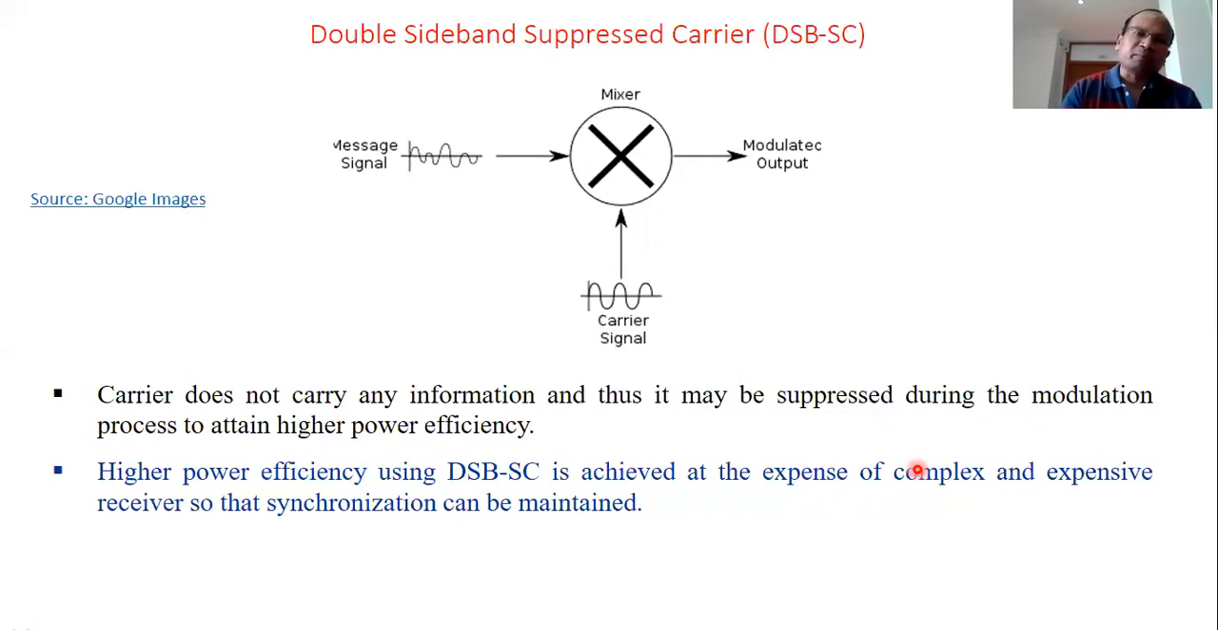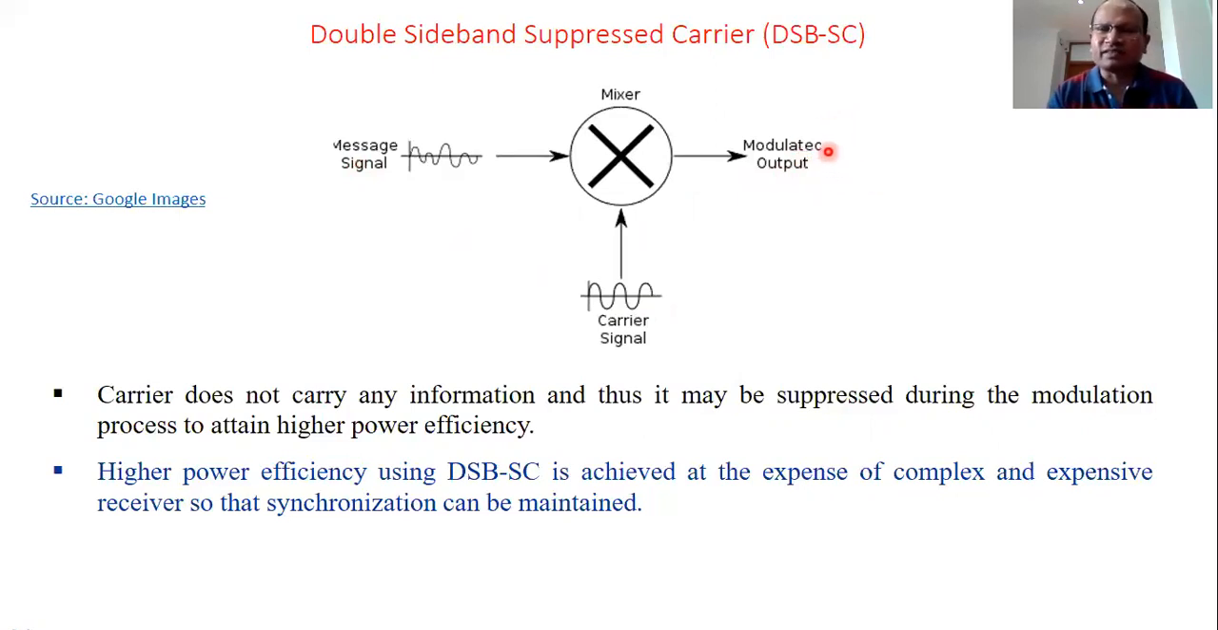Whereas in suppressed carrier, what happens? We send only two sidebands and the carrier is suppressed. Of course, when we do so, there will be a saving in carrier power. So how do we generate it? See here, there is a message signal, there is a carrier signal. How do we get a modulated signal? This is the modulated signal actually.